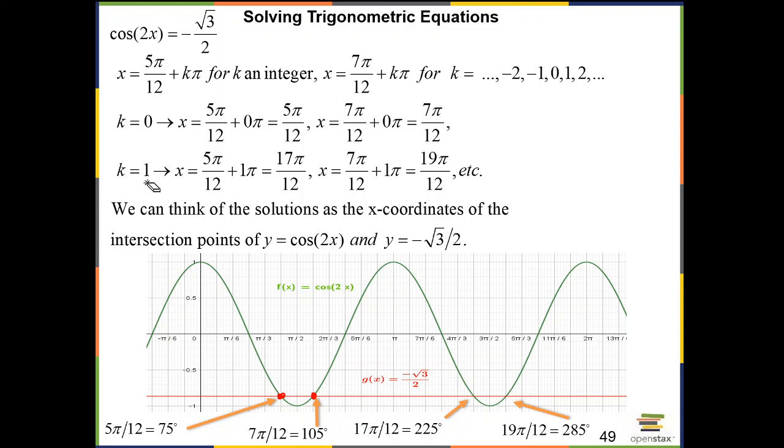Now when k equals 1, we get two more solutions. One from the first equation, and one from the second one. So when k equals 1, we get 5 pi over 12 plus 1 pi, which is 17 pi over 12, which is 255 degrees. And from the other equation, we get 19 pi over 12, which is 285 degrees. So this is 4 solutions in one complete turn.